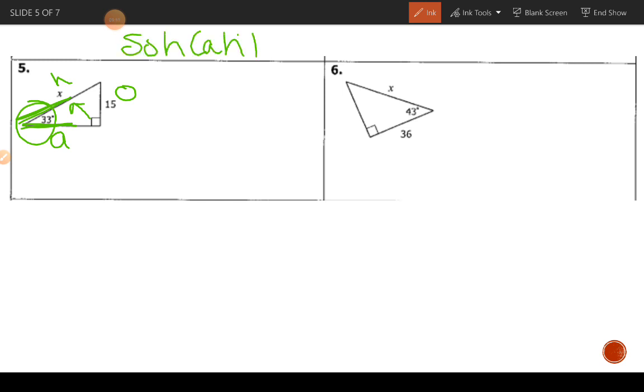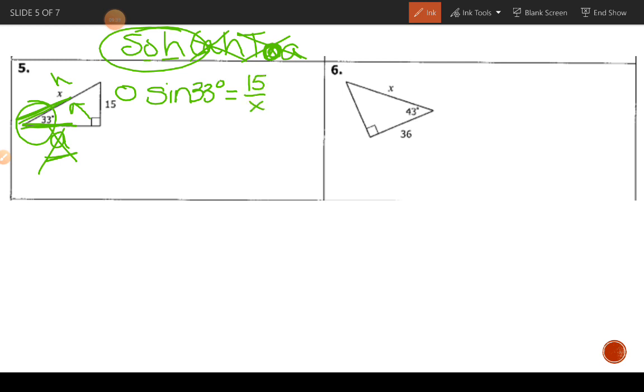Set up my SOHCAHTOA. If you guys don't need this, that's fine, but you know, we're new at this. So again, we're not using the A because there's no information there. So cross out A, cross out everything with an A. That leaves me with sine. So I set it up as sine of 33 degrees is equal to opposite over hypotenuse. So it's going to be 15 over x.